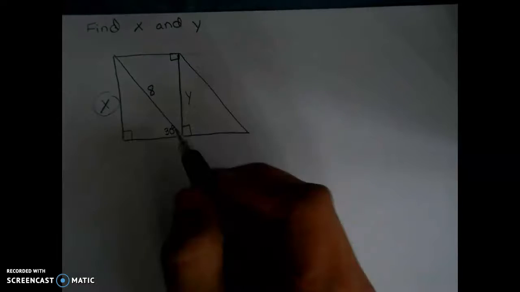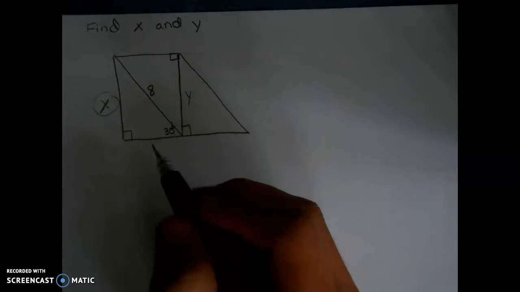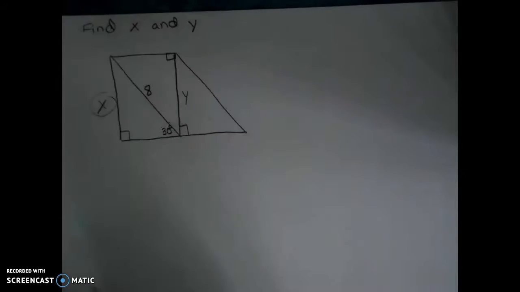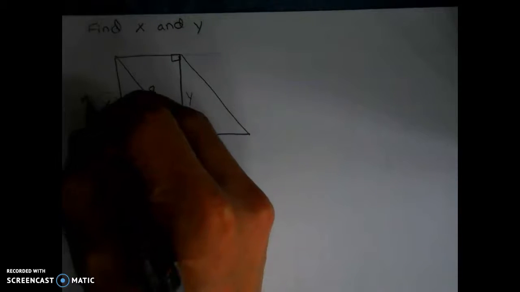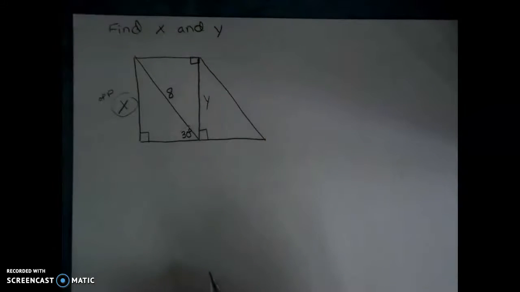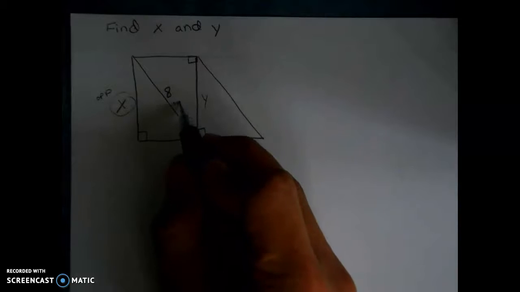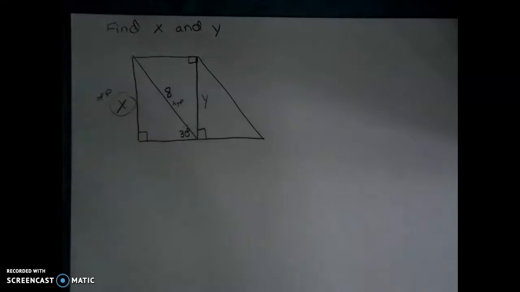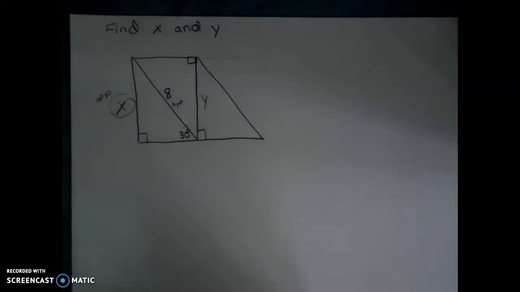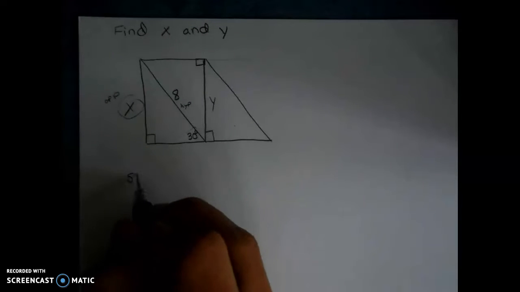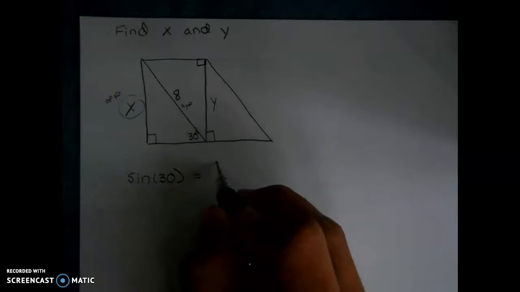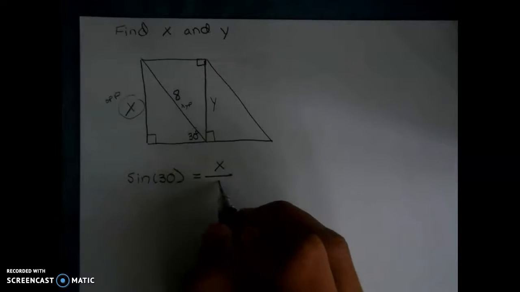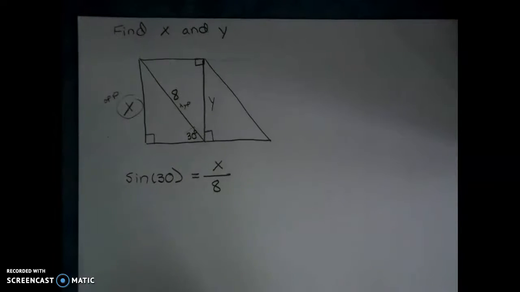Okay, well I noticed that I have this 30 degrees here, and I have this 8 here. Well, according to this angle, this would be opposite, and this is my hypotenuse. Okay, well, which trig ratio uses opposite and hypotenuse? That's sine. So I'm going to have sine of 30 is equal to x, opposite, over my hypotenuse, which is 8.